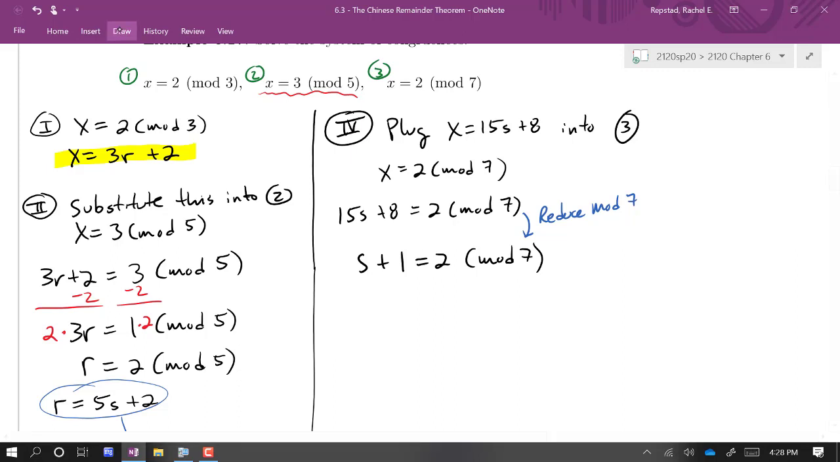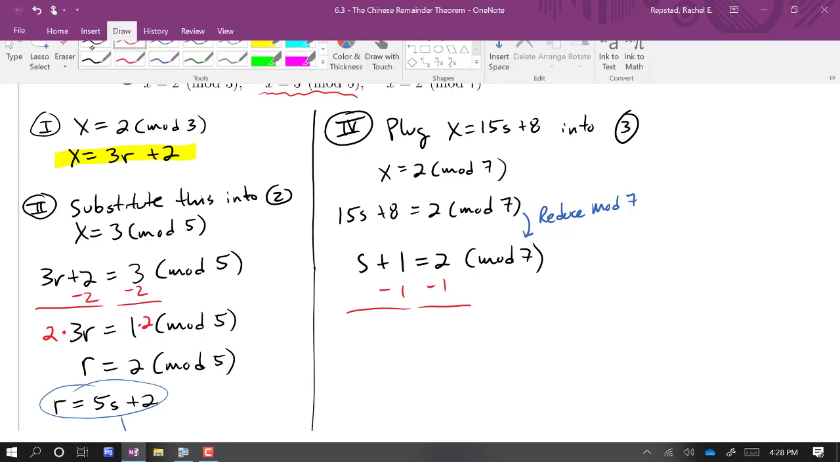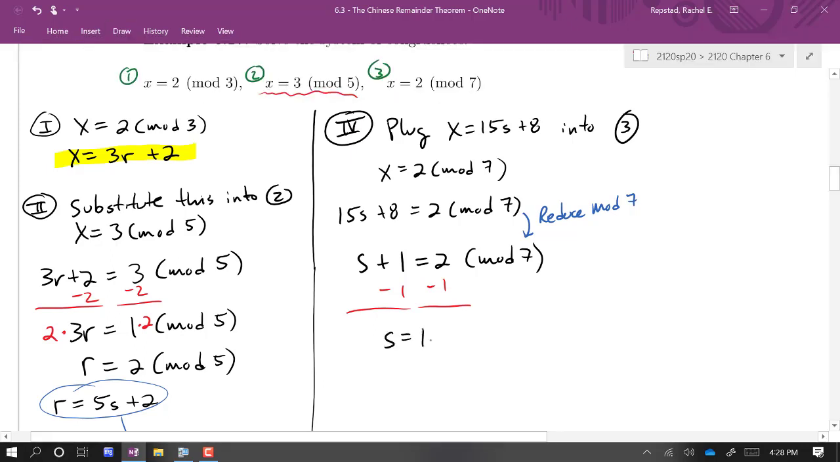Now all we have to do is subtract 1. And we see that s is 1 mod 7. And if you're equal to 1 mod 7, that means you are 1 more than a multiple of 7. So s is some multiple of 7, say 7t plus 1. And now we can finish this up.